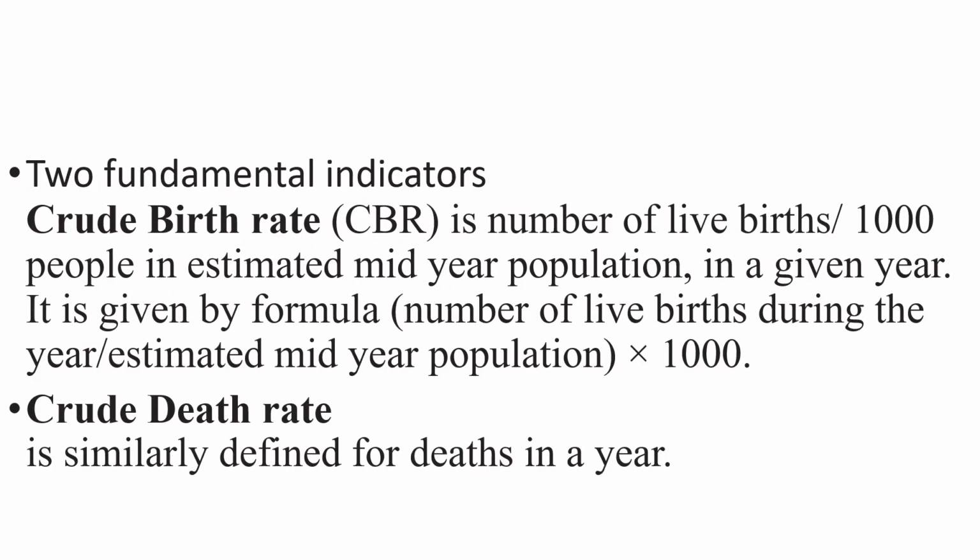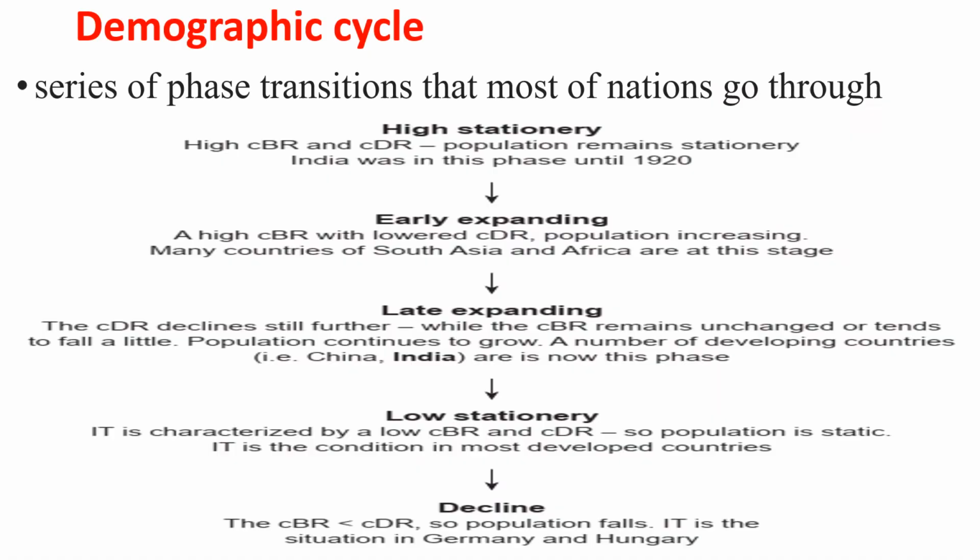2 fundamental indicators: crude birth rate and crude death rate. Crude birth rate is number of live births per 1,000 people in estimated mid-year population in a given year. It is given by the formula: number of live births during the year divided by estimated mid-year population multiplied by 1,000. By the same method, crude death rate is calculated.